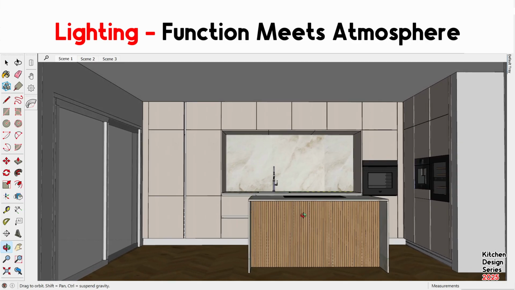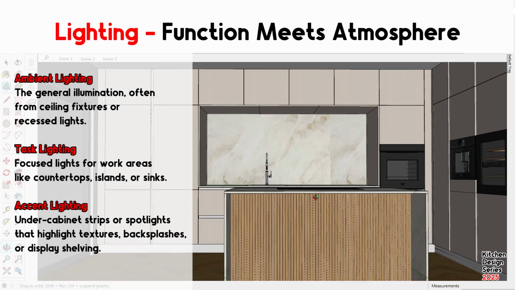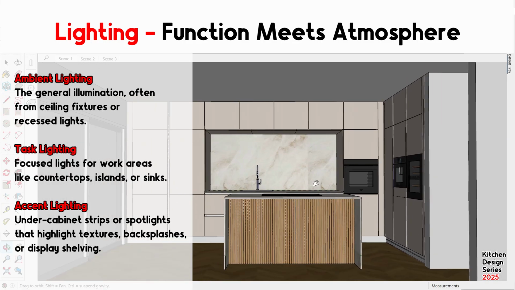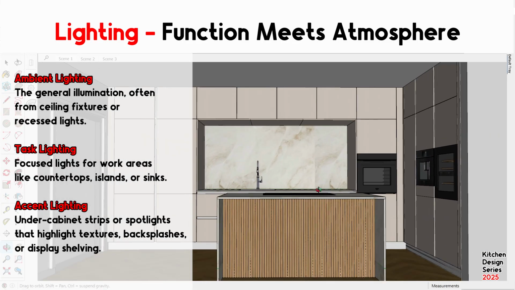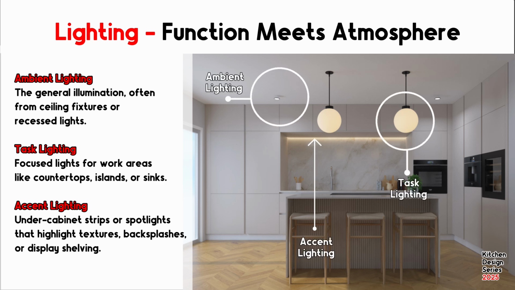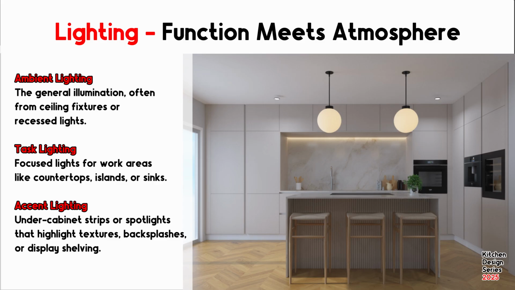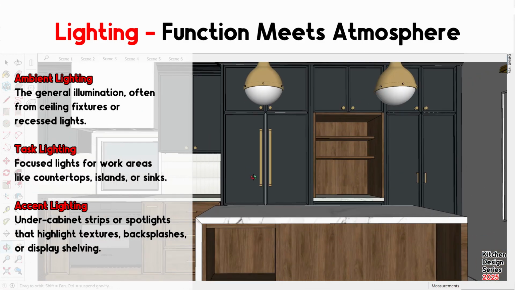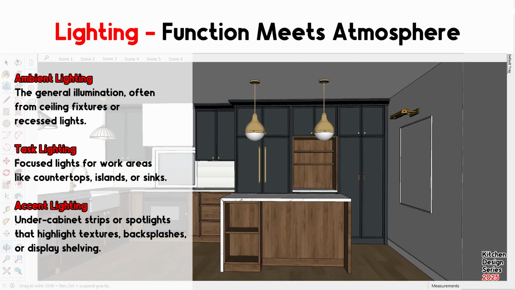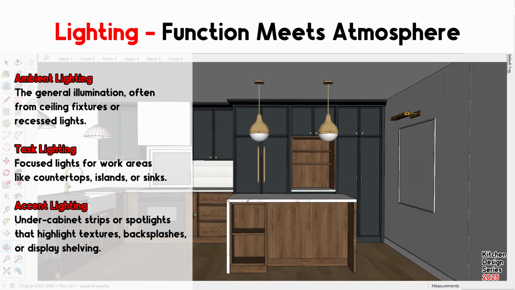Lighting, like we discussed earlier, shapes the mood and usability of our kitchen. A well-designed kitchen space should have three different layers of light. We should have the ambient light, the task light, and the accent light. The ambient light is for general illumination. The task light focuses on work areas like our countertop, our islands, or our sinks. And the accent lights can be under-cabinet strip lights or spotlights that highlight textures and the backsplash or a display shelf in our kitchen space.